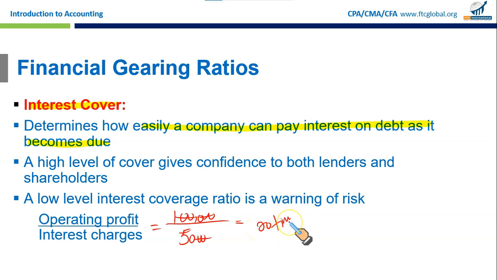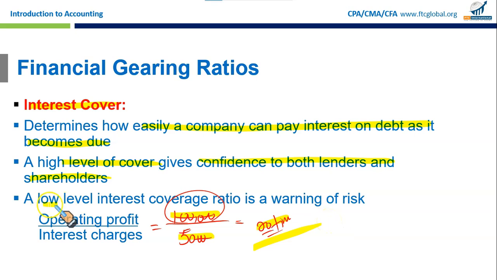You know what it means? It means I have generated such a significant amount of operating profit that I can pay my interest charges 20 times out of that profit. We have to pay only once, but this shows that we have a high level of cover. So this gives confidence both to lenders and shareholders that the profit is so sizable that interest can be paid 20 times out of it, even though we have to pay only once. So the higher the better, the more confidence lenders and shareholders will have.